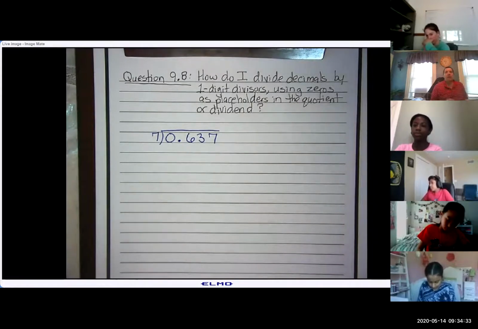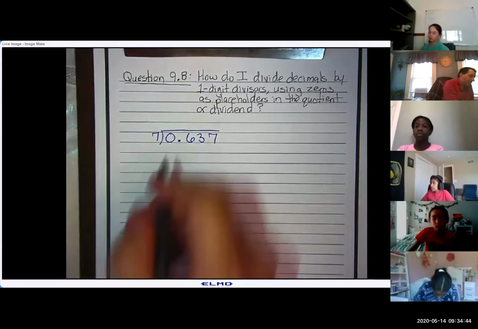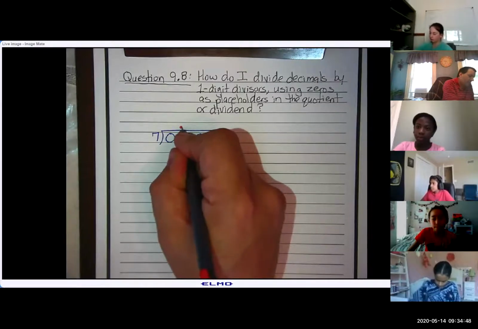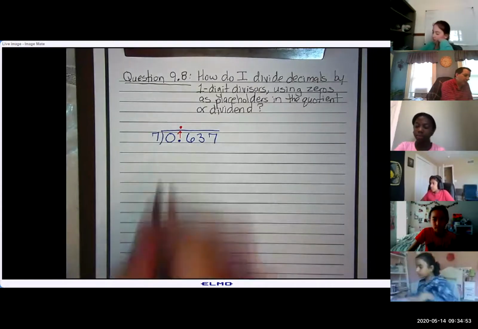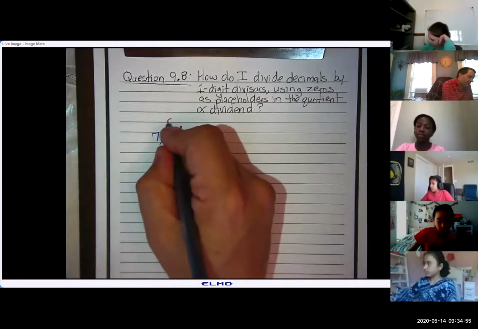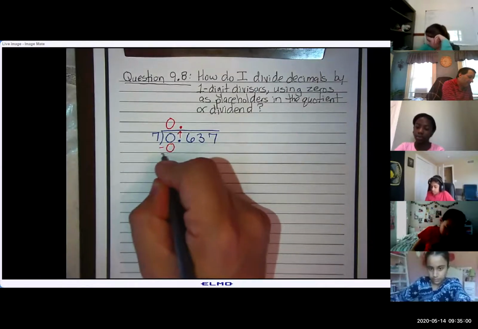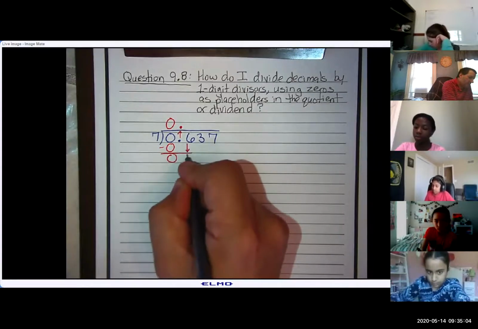I'm not even going to write a how, because the how is the same as we did yesterday and the day before and the day before. Your how is exactly the same. So the first thing you're going to do is bring that decimal point up into your quotient, and you start at the beginning. 0 divided by 7 is 0. 0 times 7 is 0. And 0 minus 0 is 0. Bring down your 6.